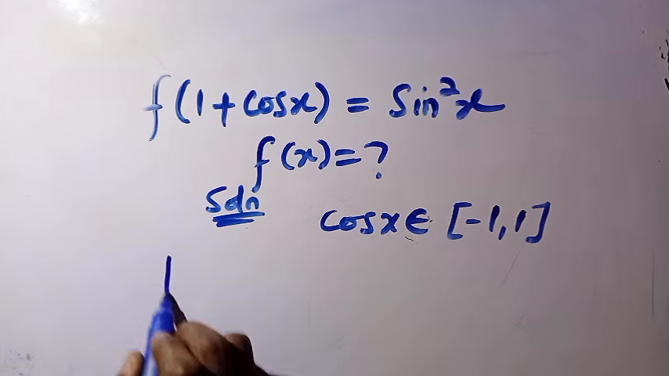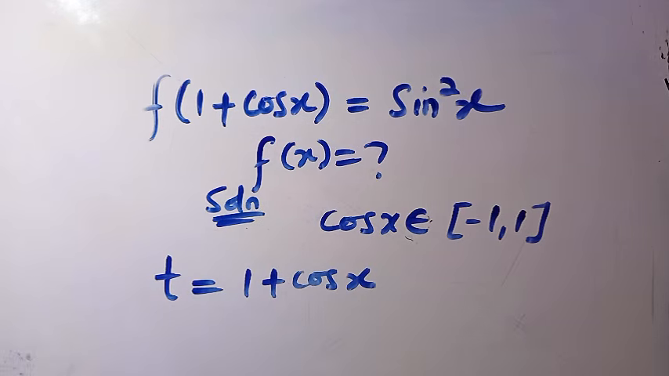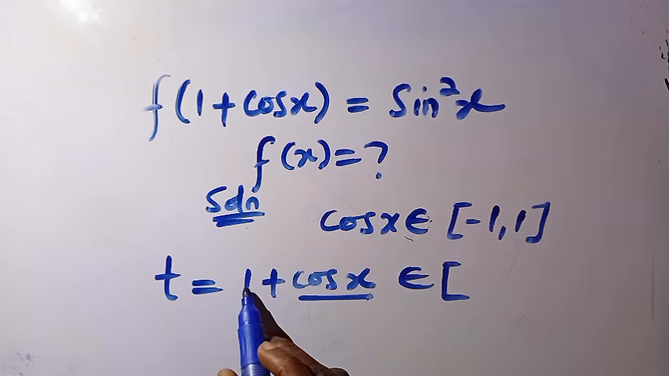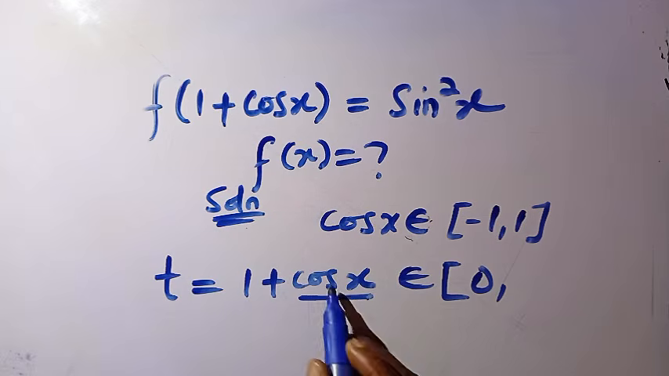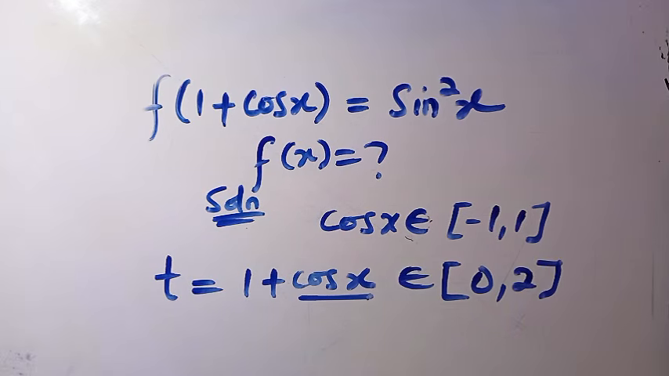And if I let t equal 1 plus cos x, what is now the domain of this t? It's very simple. Since we have cos x, one of its values is -1, so 1 minus 1 gives us 0. And also, 1 plus 1 gives us 2. So that is the range of values of t. After understanding this, let's see how we can get f of x.